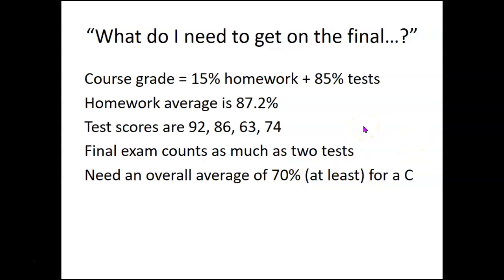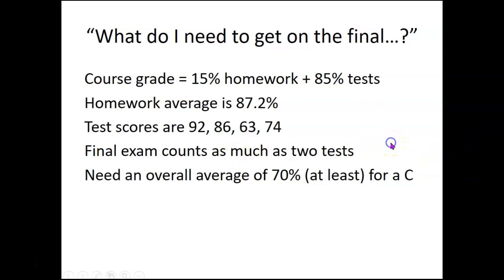And let's say the student is aiming for a C. The student needs a C to pass the class, which means he or she needs an overall average of at least 70%. So to answer the question, what score on the final would give that student 70% for their overall average, therefore giving them a C for the course?